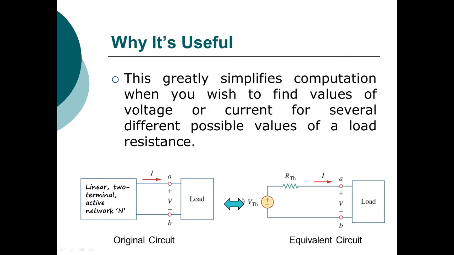Why is it so useful? You see that we are randomly changing this load, but this complex network is the same. So if we can make this complex network a simple network like this, with a voltage source VTH and only a resistance RTH in series, then for any load resistance, we can easily find the current flowing through the circuit. For different types of load, we are definitely not going to recalculate this simpler network.